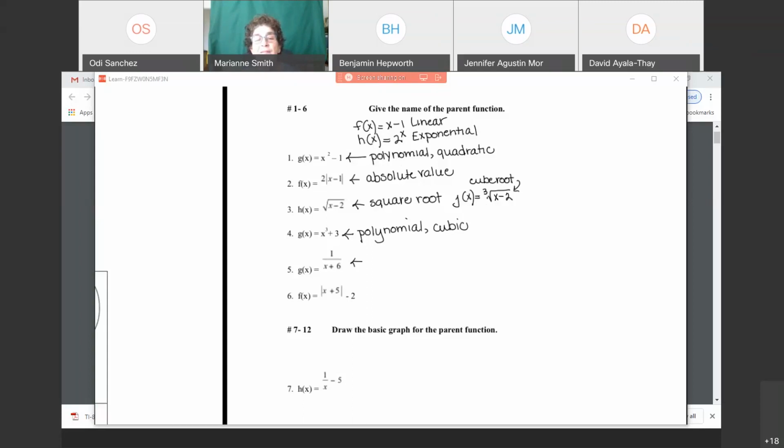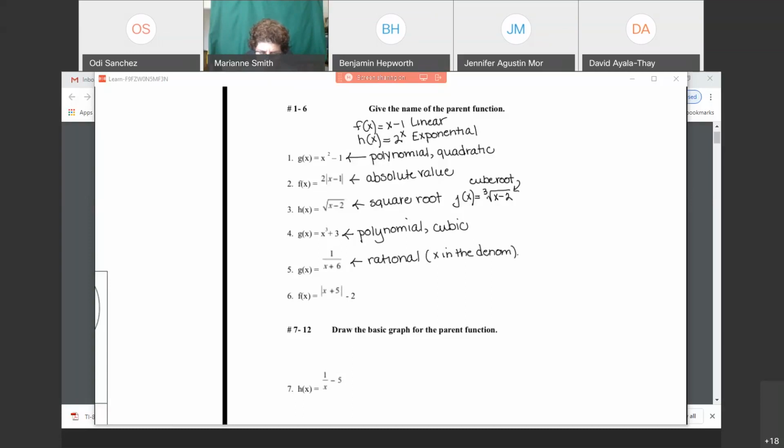Okay, it looks like a reciprocal, because it's upside down, but there's a family name for these functions. Anybody remember this? Rational functions. And again, you have your independent variable, which is usually x, in the denominator. That's kind of how you recognize that one. So again, how did we decide what these were?